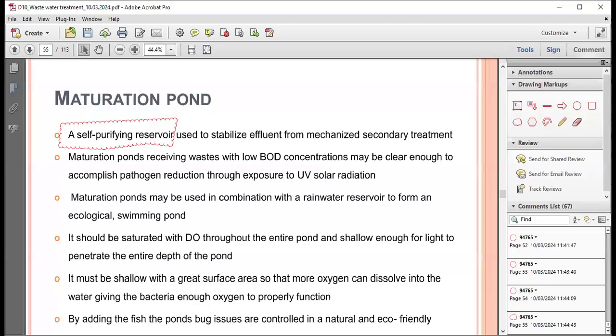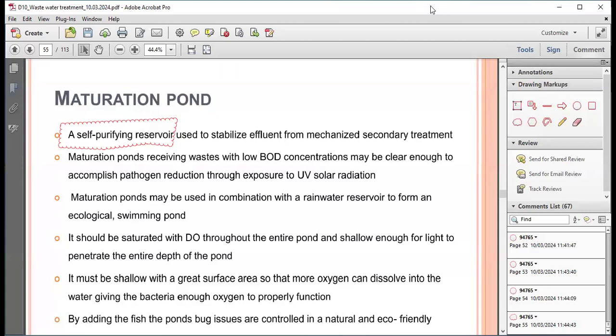Here the maturation ponds. The meaning is that maturation is a process of development that occurs as things grow and change. Grow and change means it helps to grow the microorganisms in the ponds. You can understand what the meaning of maturation is. Maturation is to improve the growth of microorganisms. That's the thing.